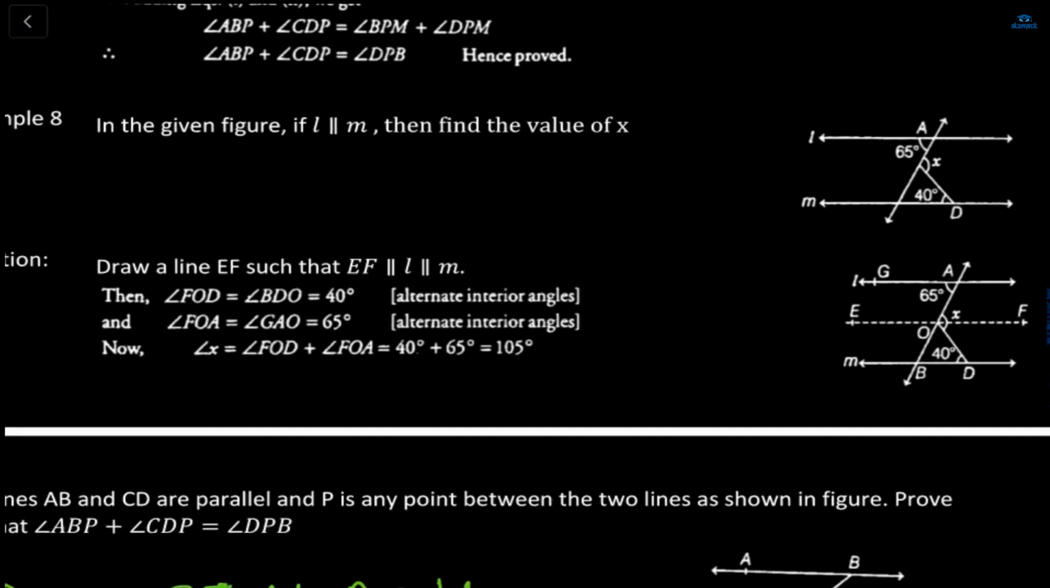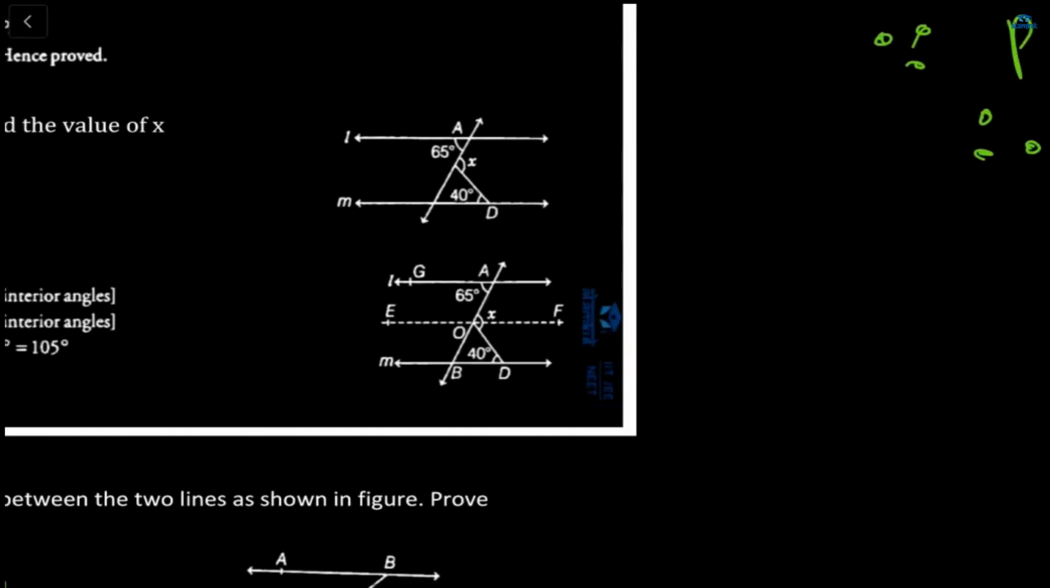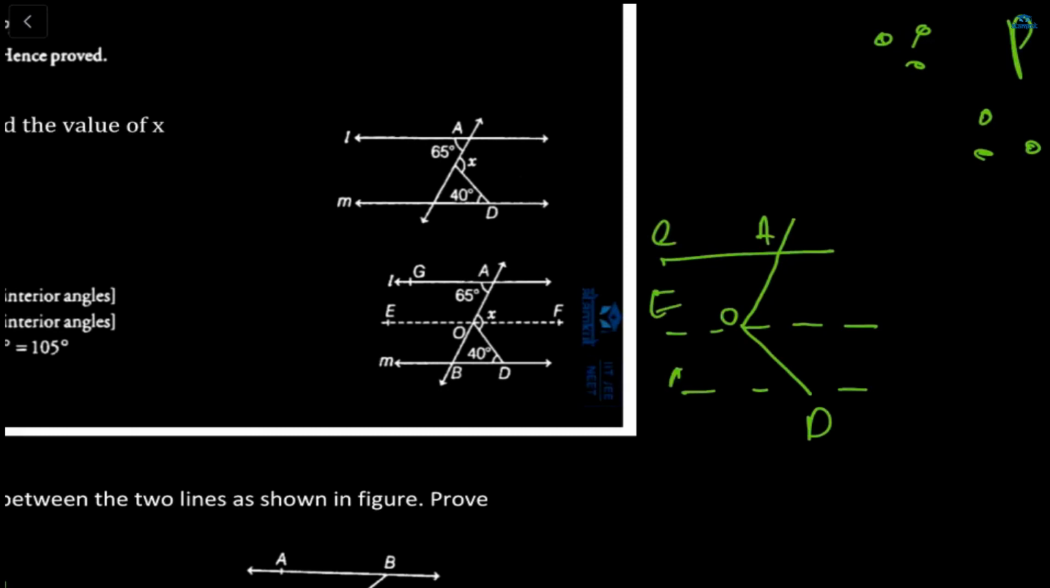So what will be the value of X? The value of angle X will be equal to 65 plus 40. See here, the diagram I'm drawing: this is O, this is A, and this is D. Is it the same or not? It is the same figure. So this angle X will be equal to angle 65 plus angle 40 degrees. So it will be equal to 105 degrees.